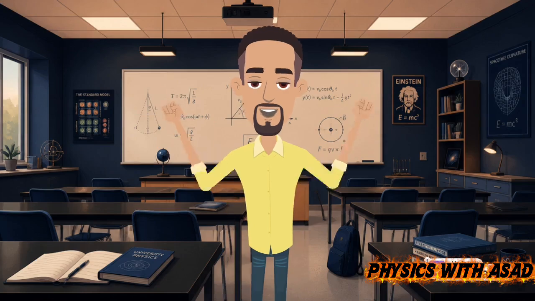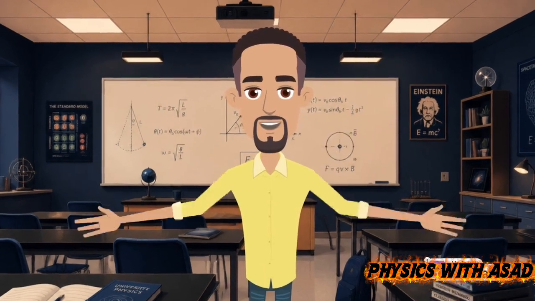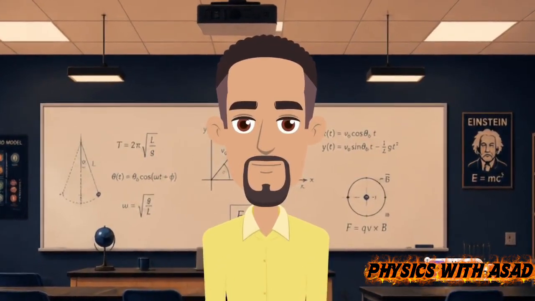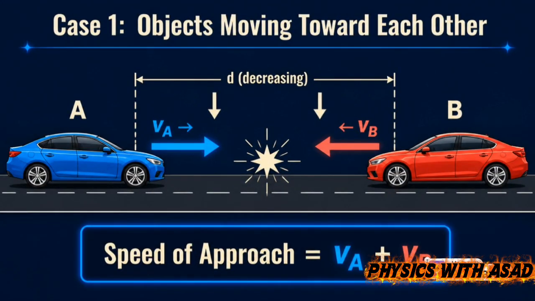Case 1, the speed of approach. This is when two objects are moving toward each other, closing the distance between them. When two objects move directly toward each other, their speeds add up. The speed of approach equals VA plus VB. Both magnitudes are positive, we add them because the gap is closing from both sides simultaneously.